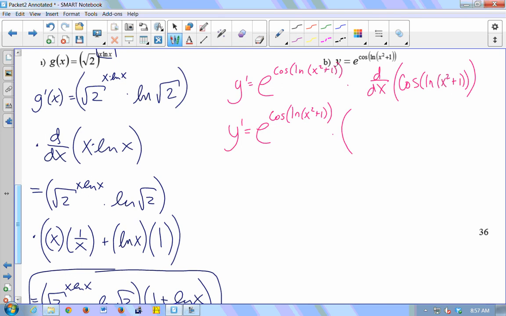So all this stuff, the ln of x squared plus 1, that's just some stuff. It's the cosine of some junk, right? So the derivative of cosine is negative sine of this junk here, ln of x squared plus 1. Stuff inside stays the same. Then I have to multiply by the derivative of the stuff, the derivative of the ln of x squared plus 1.